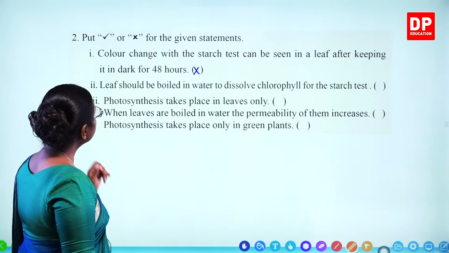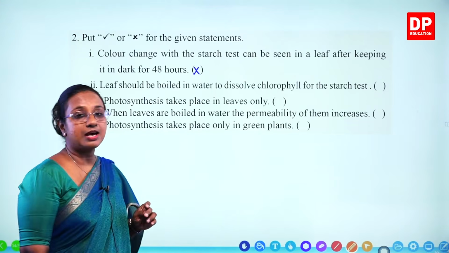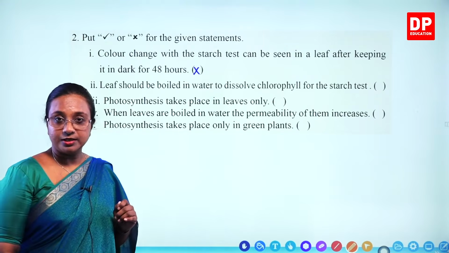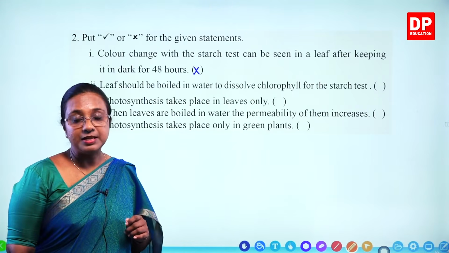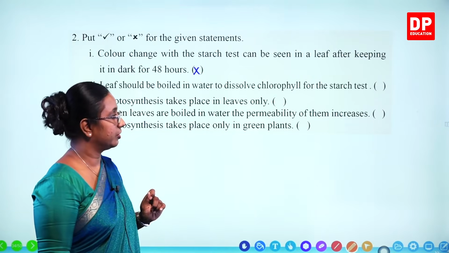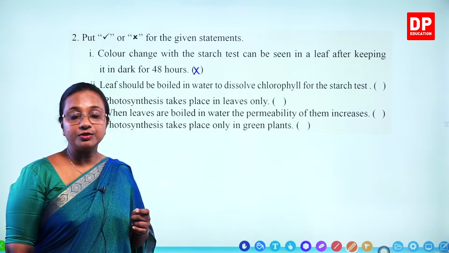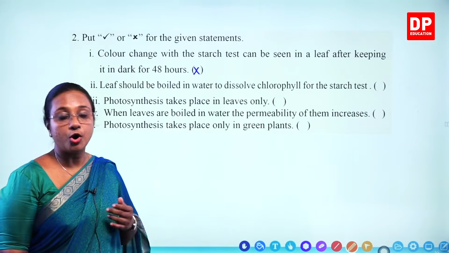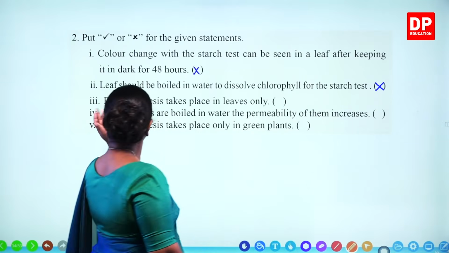Second one, leaf should be boiled in water to dissolve chlorophyll for the starch test. We do boil the leaf in water, but for what reason? To increase the permeability of the leaf. So, here it says to dissolve the chlorophyll. That is also incorrect. What do we do to dissolve the chlorophyll? We boil the leaf in alcohol using a water bath. So this statement is also incorrect. Then the third one.